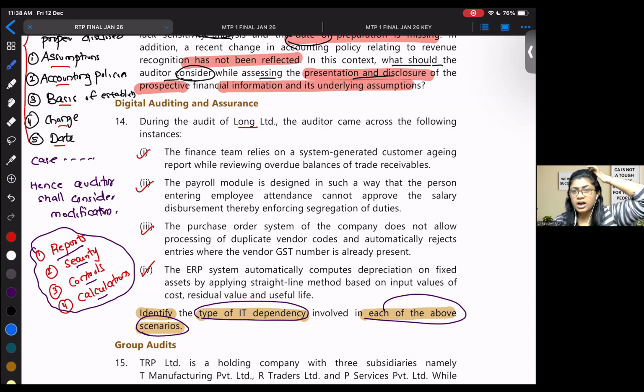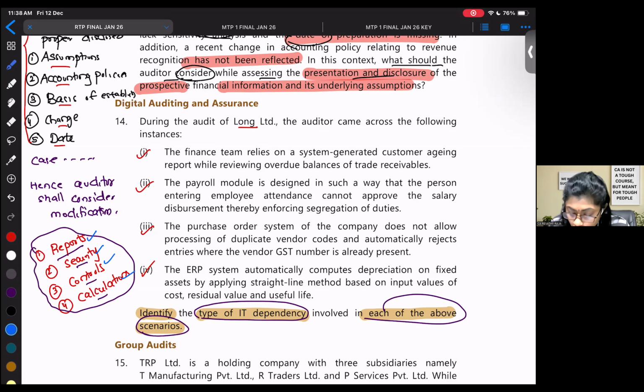And why is IT important for our audit? Because the report which we need is from the system. Security and control, and we perform TOC, that is automated. The calculation, we recalculate, what you recalculate is done by the system. So we are dependent upon IT.